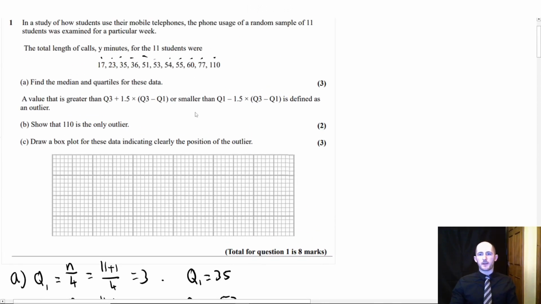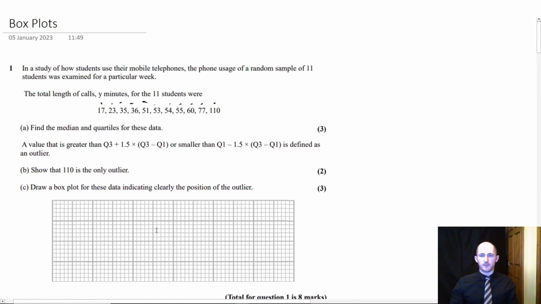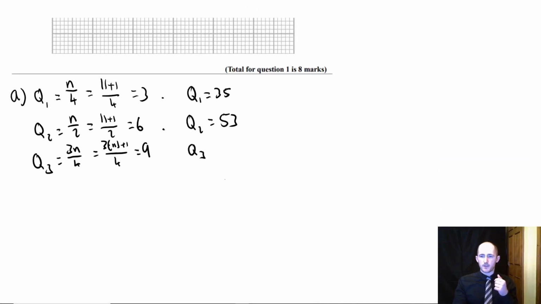One other top tip I can give you is, if you notice, the spacing between all of these is actually 3. Right? 3, 6, 9. So you can just add 3 on, which should make sense. If we're taking 3/4 of 11, obviously 11 isn't divisible by 4, but 12 is. So the first 3 numbers give 35, then another 3 numbers give 53, another 3 numbers gives us 60. So those are our quartiles.